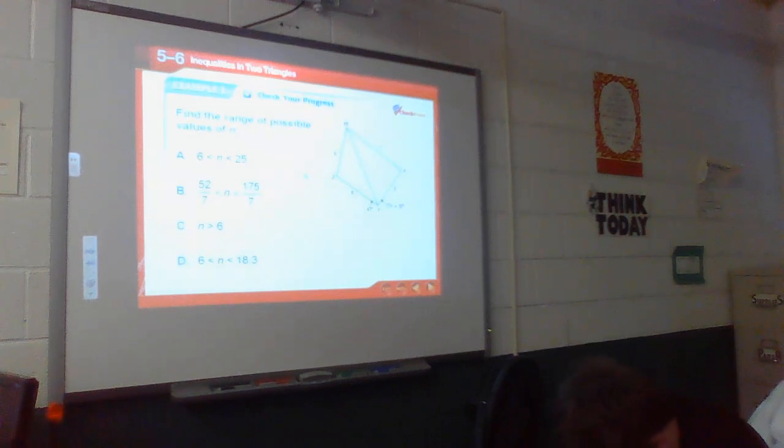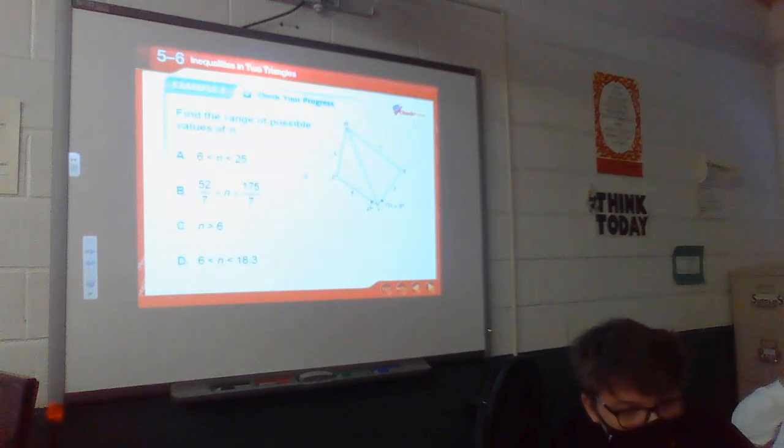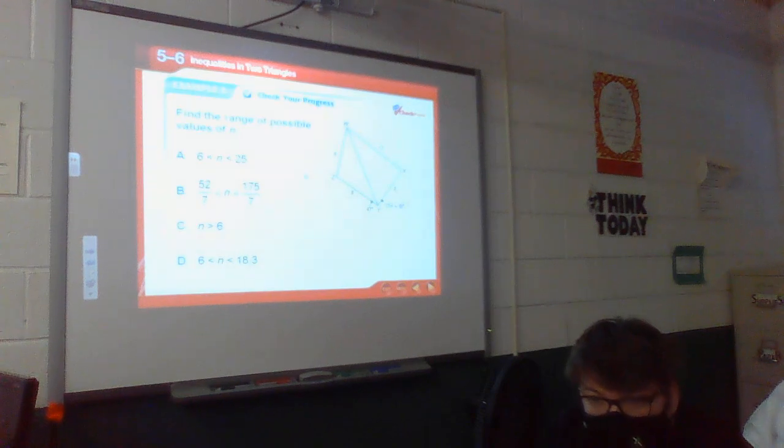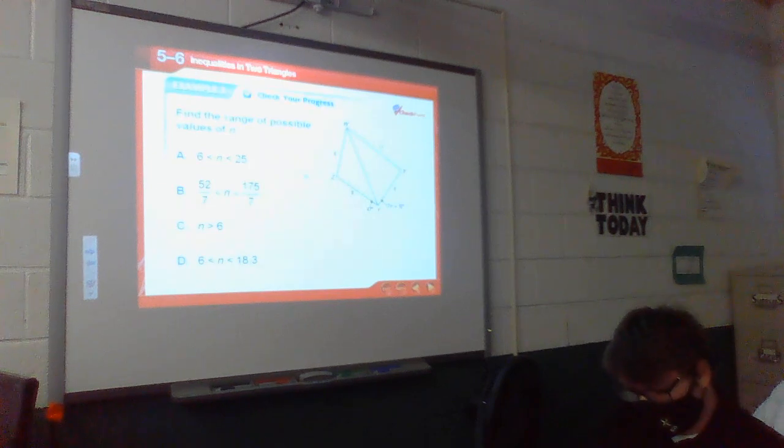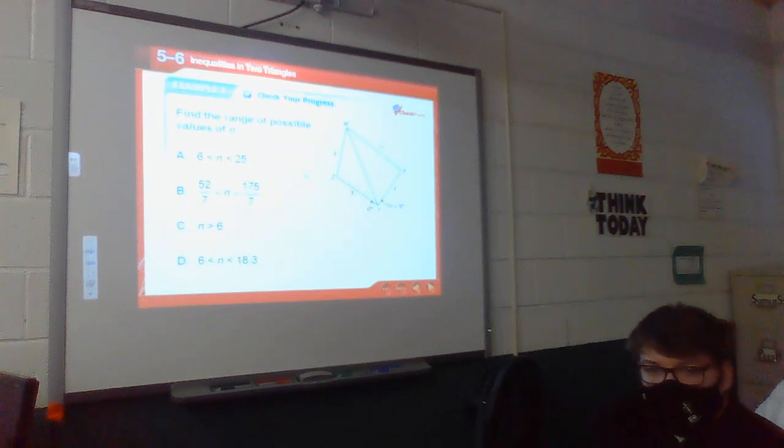180 this time. So notice the difference. If the first one is less than, the second one is greater than 0. If the first one is greater than, the second one is less than 180. And again, that's because of the 3 angles in the triangle. Everybody agree with that?